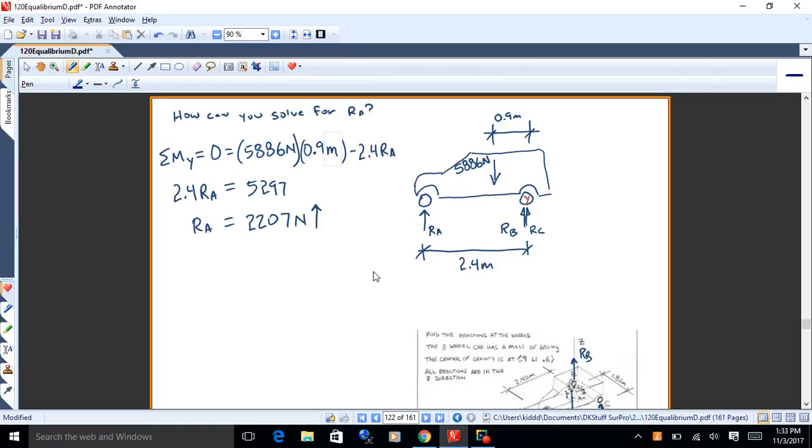So draw a picture from the front, like a picture there of the car. Think of what the front of the car looks like. So just draw the picture.